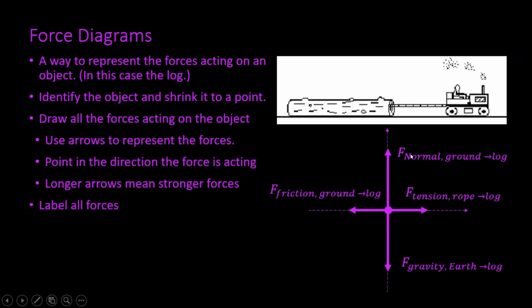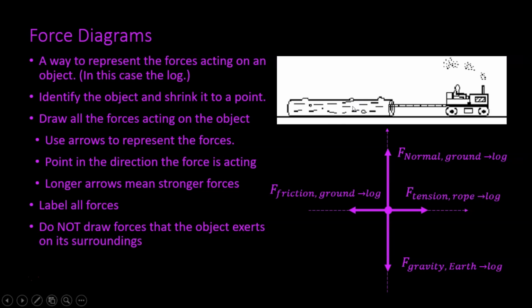Notice the ground is exerting two types of force. It's exerting a push force perpendicular to the ground, that's called the normal force, and it's exerting a push force parallel to the ground, and that's called a friction force. We do not want to draw forces that the object exerts on its surroundings.